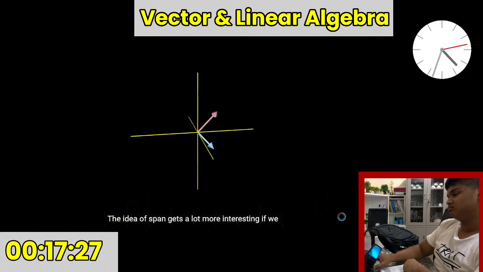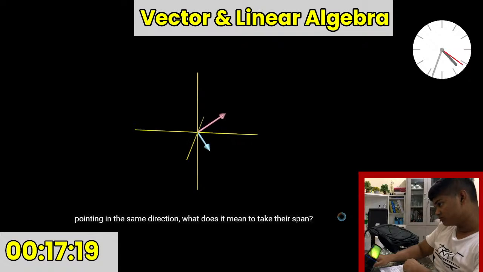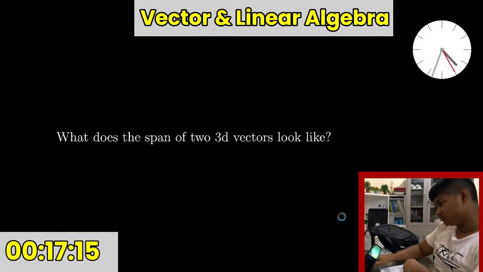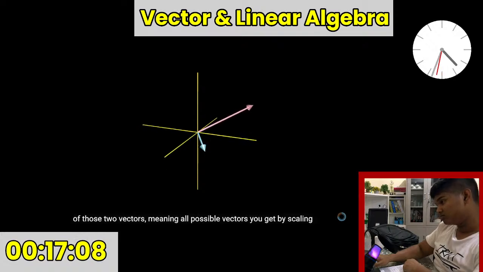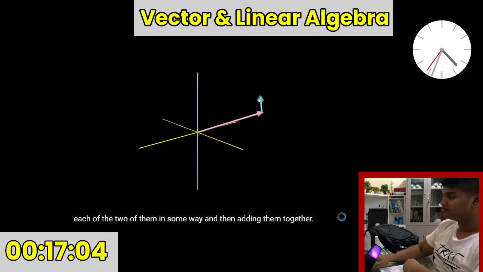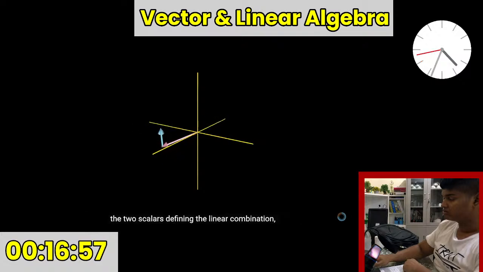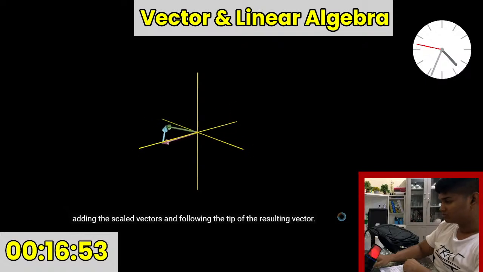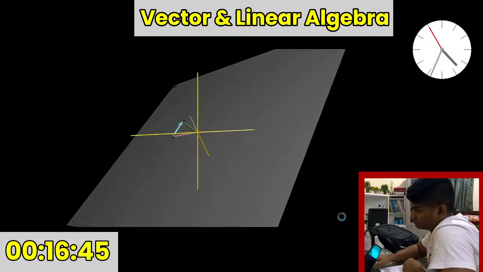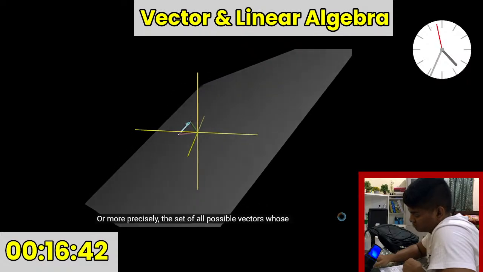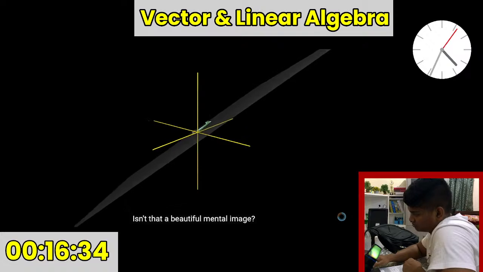The idea of span gets a lot more interesting if we start thinking about vectors in three-dimensional space. For example, if you take two vectors in 3D space that are not pointing in the same direction, what does it mean to take their span? Well, their span is the collection of all possible linear combinations of those two vectors, meaning all possible vectors you get by scaling each of the two of them in some way and then adding them together. You can kind of imagine turning two different knobs to change the two scalars defining the linear combination, adding the scaled vectors and following the tip of the resulting vector. That tip will trace out some kind of flat sheet cutting through the origin of three-dimensional space. This flat sheet is the span of the two vectors. Or more precisely, the set of all possible vectors whose tips sit on that flat sheet is the span of your two vectors. Isn't that a beautiful mental image?